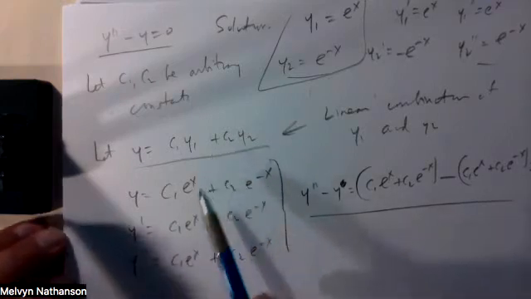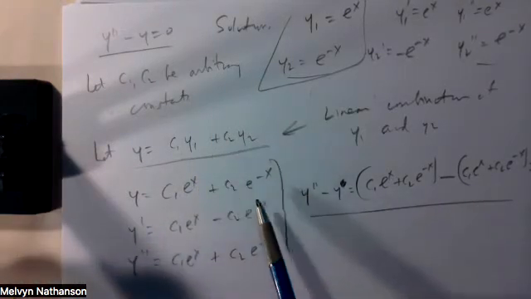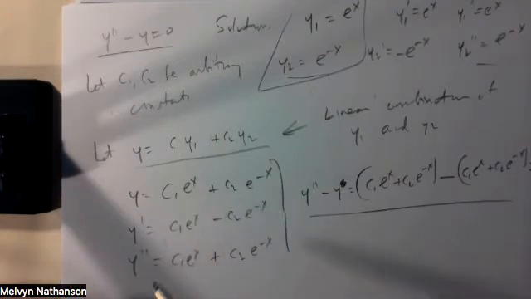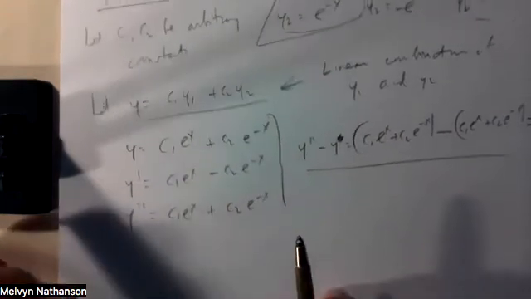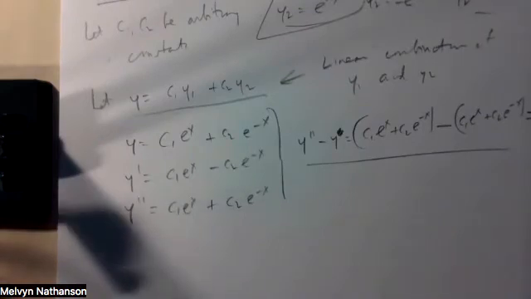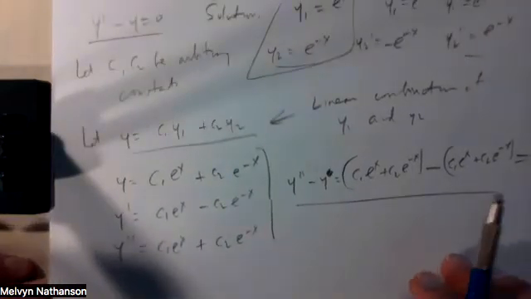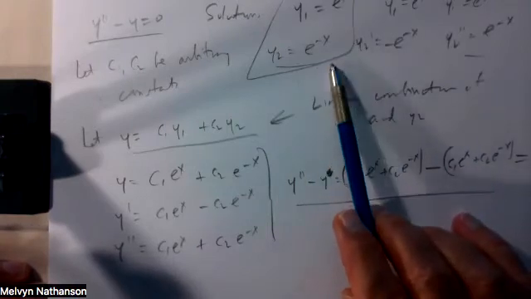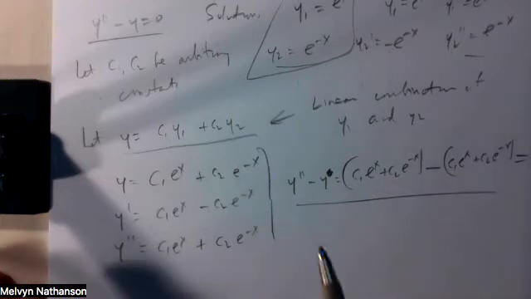So for every choice of constants, C1 and C2, this linear combination of e to the x and e to the minus x is a solution. Any questions about this? Any questions about the fact that each of these functions is a solution all by itself, and then every linear combination is?